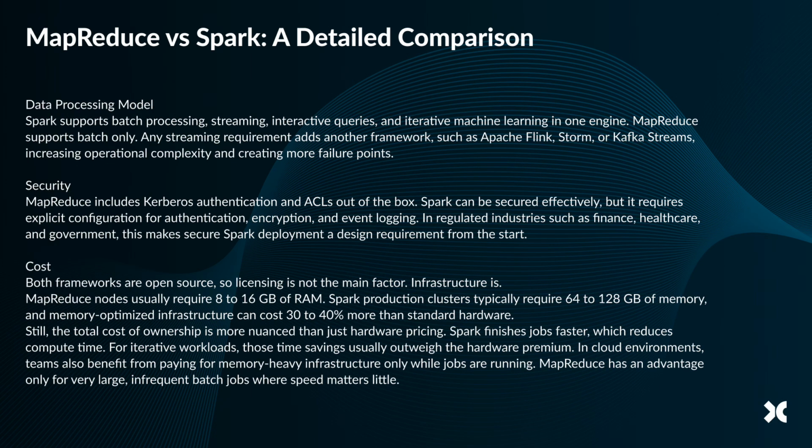Data processing model. Spark supports batch processing, streaming, interactive queries, and iterative machine learning in one engine. MapReduce supports batch only. Any streaming requirement adds another framework, such as Apache Flink, Storm, or Kafka Streams, increasing operational complexity and creating more failure points.